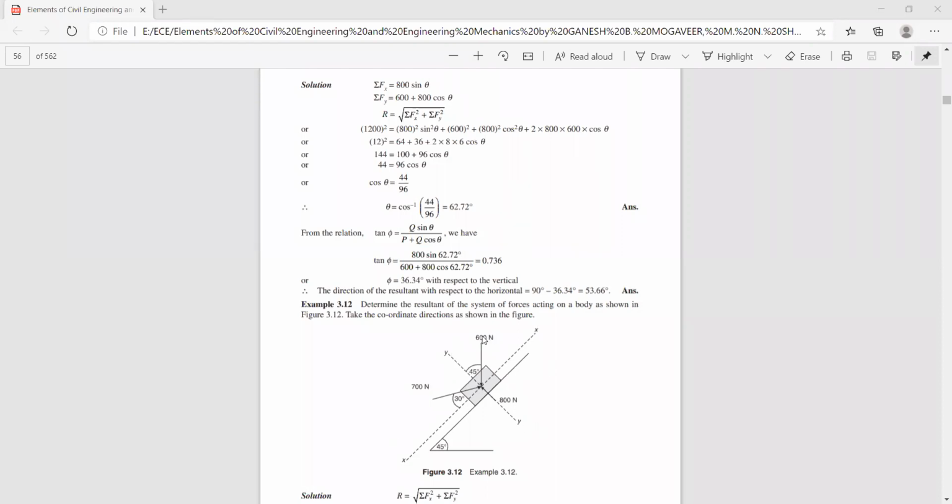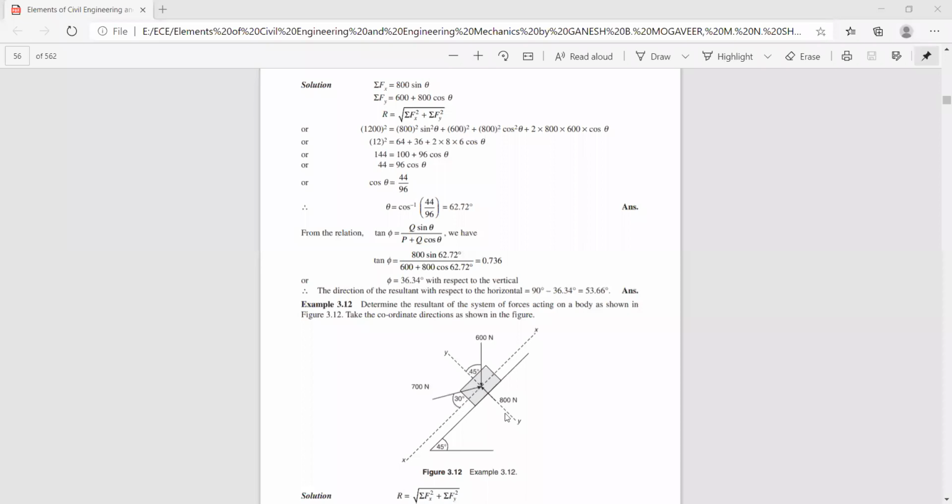Now here, the weight of the block acts vertically downwards, and you have a force of 700 Newton acting on the block, which makes an angle of 30 degrees with respect to the horizontal axis. It is a concurrent force system. Now you need to find the magnitude as well as the direction of the resultant.